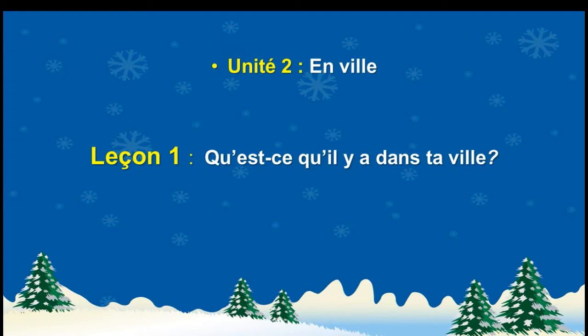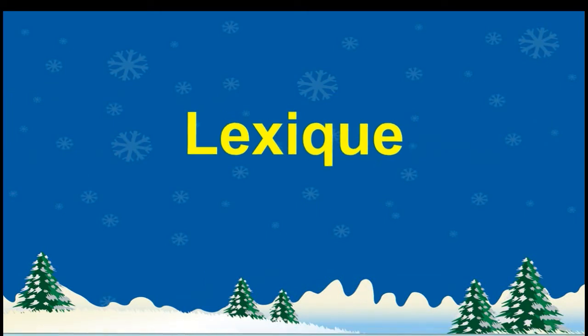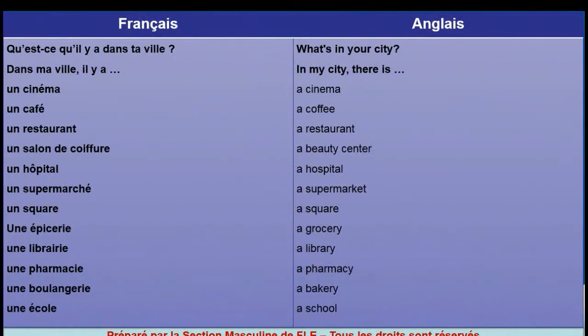If you remember, we talked before about a similar lesson: Qu'est-ce qu'il y a dans ta classe? When we answer the question, we say: dans ma classe il y a. The same idea: when I answer this question, I say dans ma ville il y a, in my city there are. So we start, like usually, with the nouveau mot, or the new vocab, with this group of words.